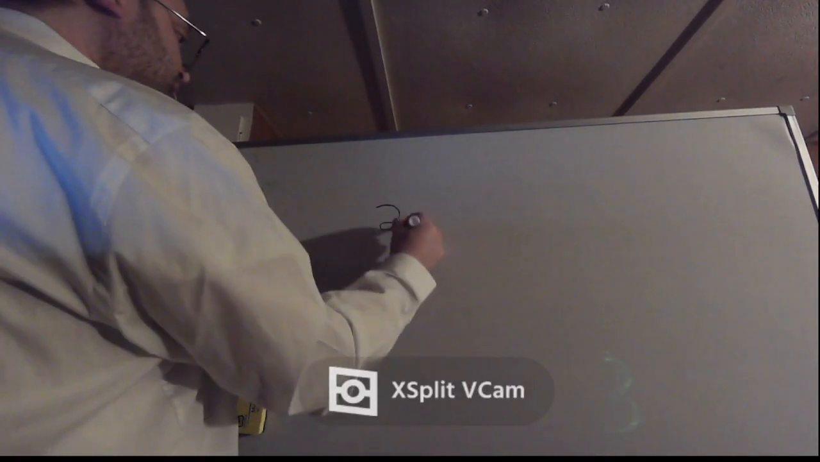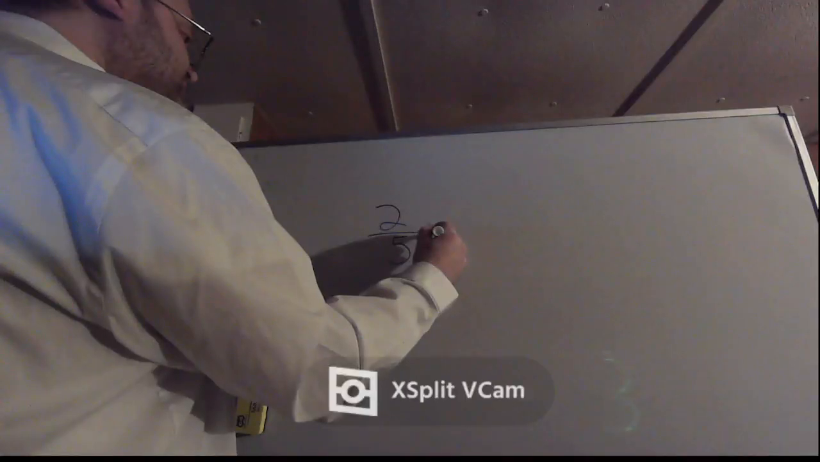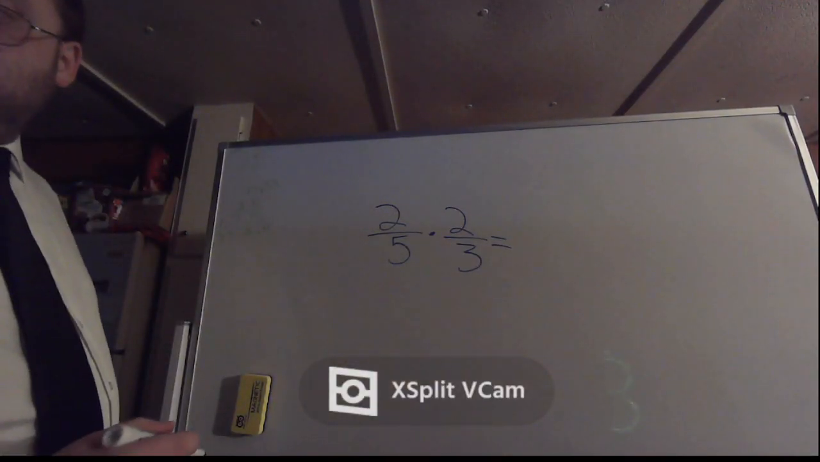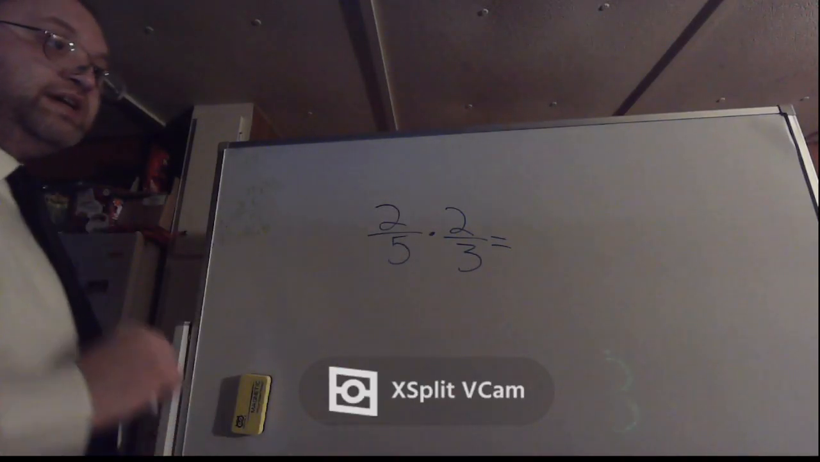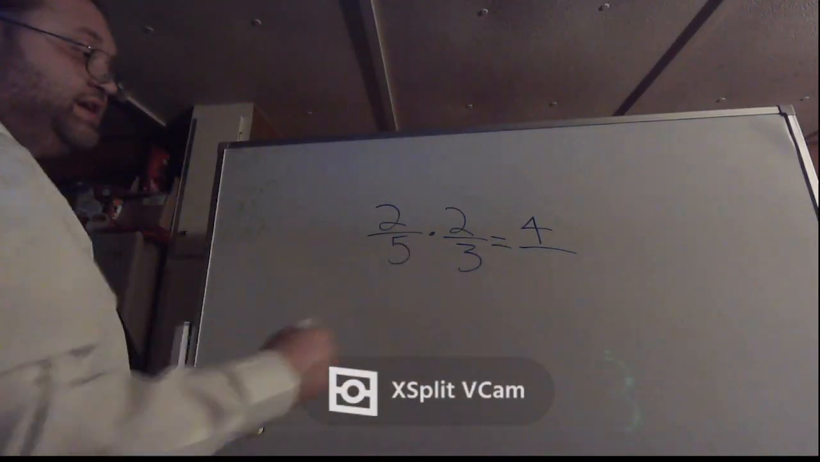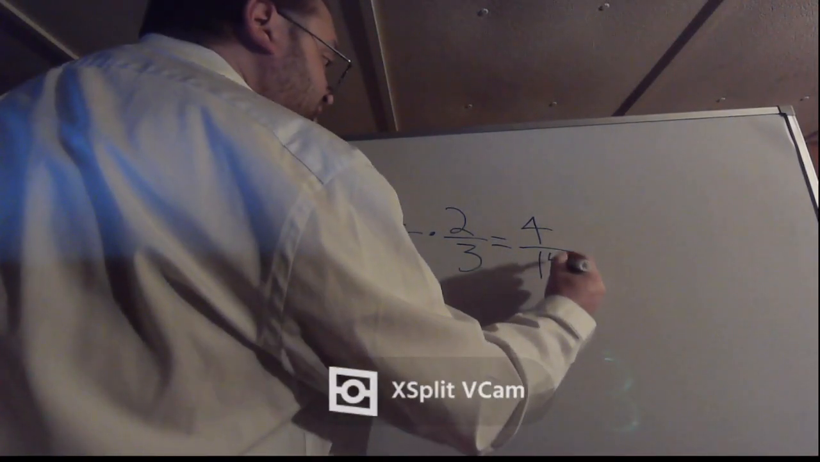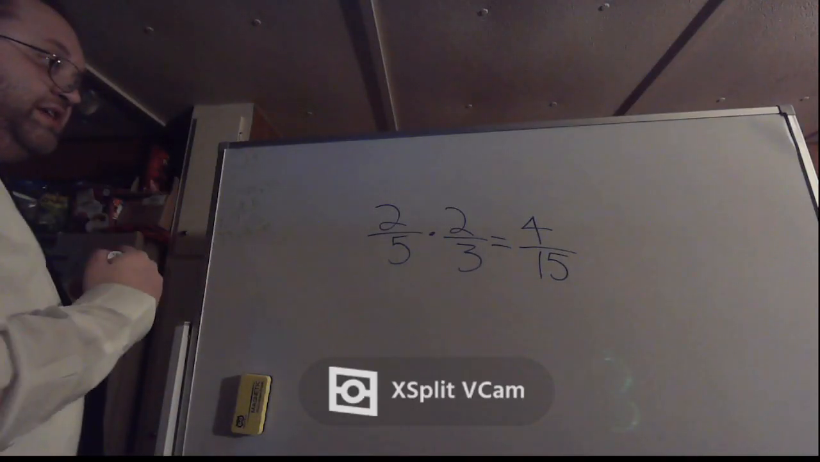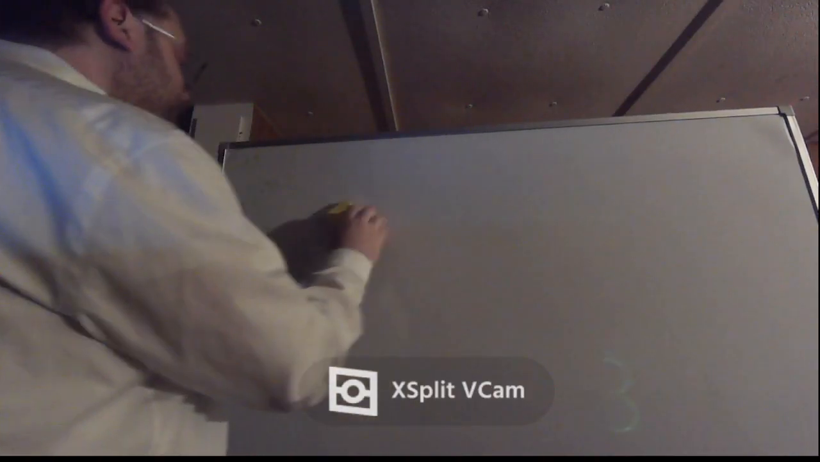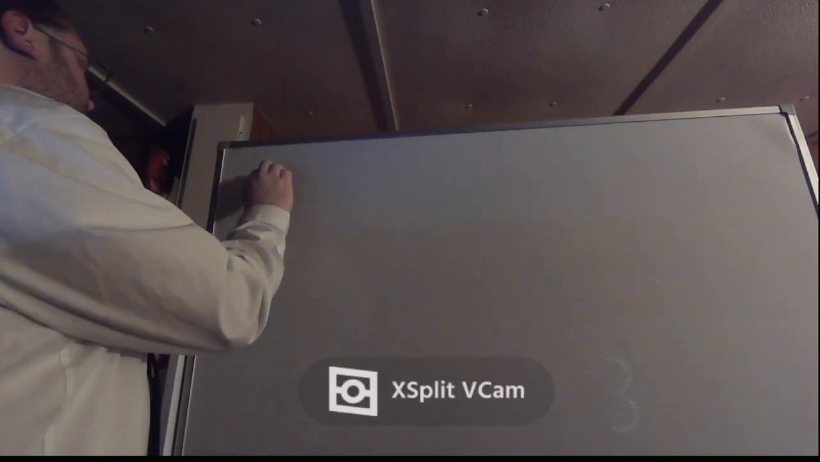Got 2 more easier ones, then we get into some slightly harder ones. 2/5 times 2/3. Alright. Okay, 2/5 times 2/3. So multiply your numerators together. 2 times 2 is 4. Multiply our denominators together. 5 times 3 is 15. And 4 and 15, they don't reduce any further, so you got your answer, 4/15. So far, we haven't had to reduce anything, but that's about to change here.